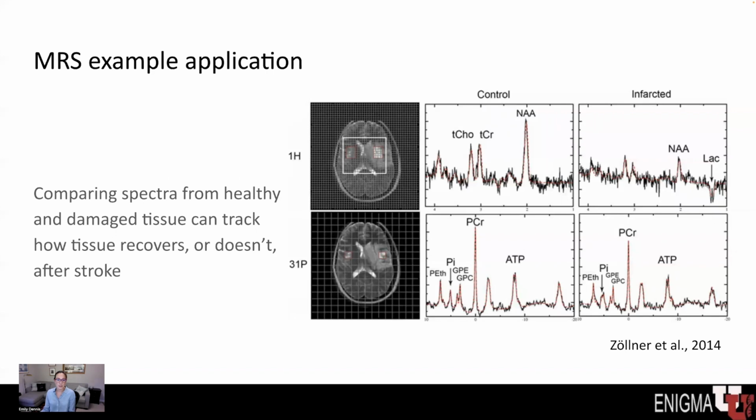MRS example application. In this case, we're looking at a patient who had a stroke, and we can use MRS to compare the damaged tissue to the healthy tissue. So for example, here you can see the spectrum from the healthy tissue here, looking at the NAA peak. And then in the damaged tissue, this is the spectrum that comes out where we see a much lower NAA peak. So clearly neuronal health is impacted as we would expect. And a lactate peak. So there could be anaerobic metabolism occurring here.